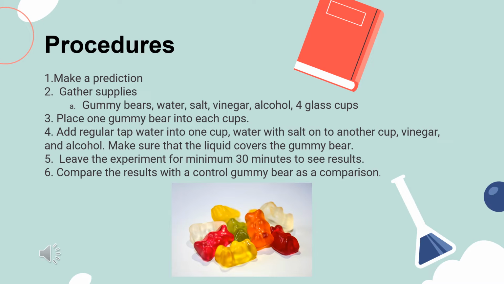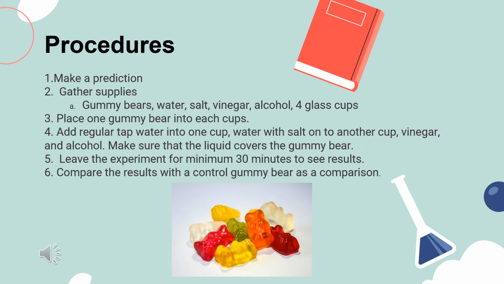And then I placed 1 gummy bear into each cup. I used the same gummy bear so I could see the difference. And then I added the regular tap water, at room temperature, into 1 cup, and into the second cup I added salt. For the third cup I added vinegar, and for the fourth one I added alcohol. Make sure that you add enough to cover the whole gummy bear, so the gummy bear can absorb the liquid. Step number 5 is to leave the experiment for a minimum of 30 minutes to see the results.